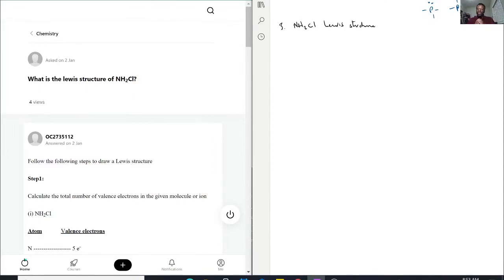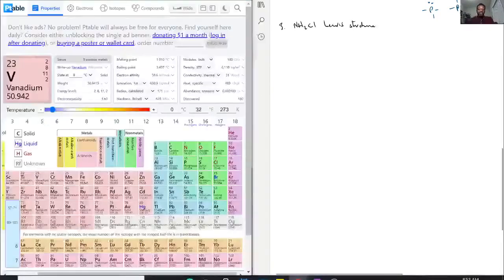In order to solve this, we would first approach it using the periodic table just to find out how many electrons we're working with. We have 1 nitrogen, 2 hydrogens, and 1 chlorine. Nitrogen is on the 15th column, so it would donate 5 electrons.